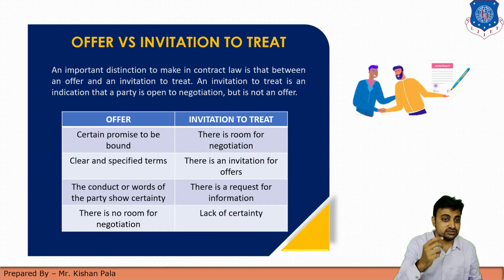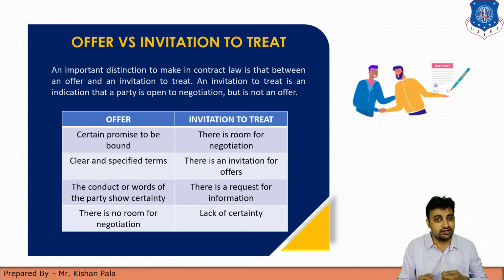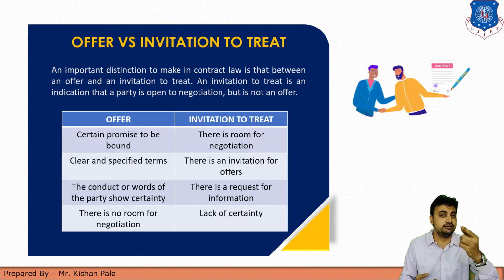In the offer, there is a certain promise to be bound with the written agreement. For example, you want to do M25 grade of concrete and the contractor accepts that project with M25 grade of concrete. For example, as a client, you require M25 grade self-compacting concrete. And as I am the contractor, I want to do that work with M25 grade self-compacting concrete.